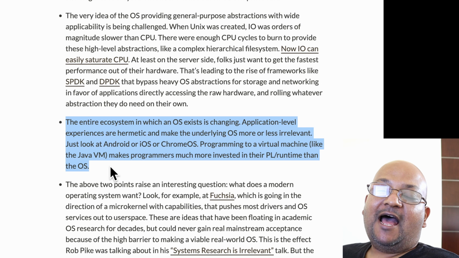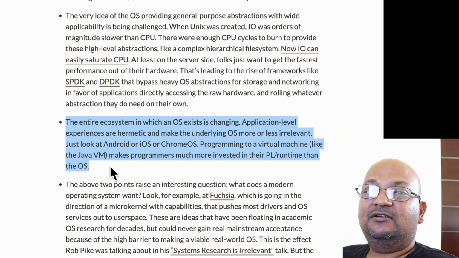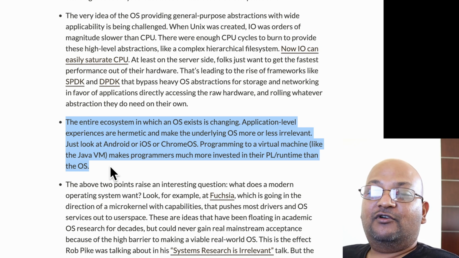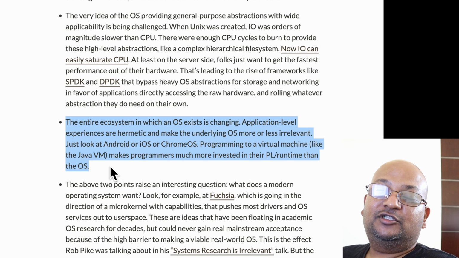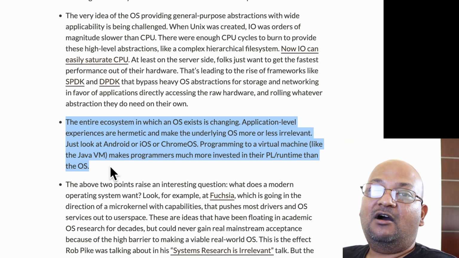You also have to look at the application level experiences that users are getting. If you look at modern application stacks like Android or Chrome OS, they are hermetic enough that the underlying operating system doesn't really matter to the end user. For all practical purposes, for web applications at least, the browser is essentially the OS. Add to that, if you look at how a lot of programming targets a virtual machine, like a Java virtual machine, rather than an underlying operating system, it just makes programmers much more invested in their runtime and VM rather than the underlying operating system.